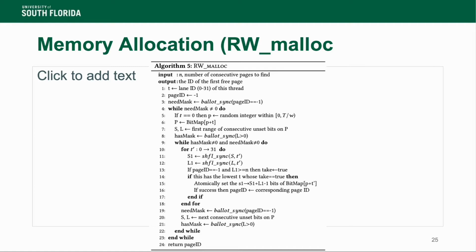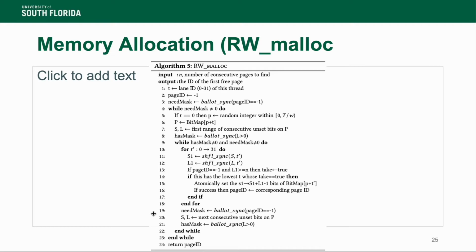And as compared to collaborative random walk, the main innovation here is finding a range S and L of consecutive unset bits on a word as computed on line 7 and line 22. Where S is the starting position and L is the length of the unset bits. And here we only need to find the first of such ranges shared among the warp and find the next range and repeat. And finding the unset range can be done very efficiently by using the intrinsic functions.